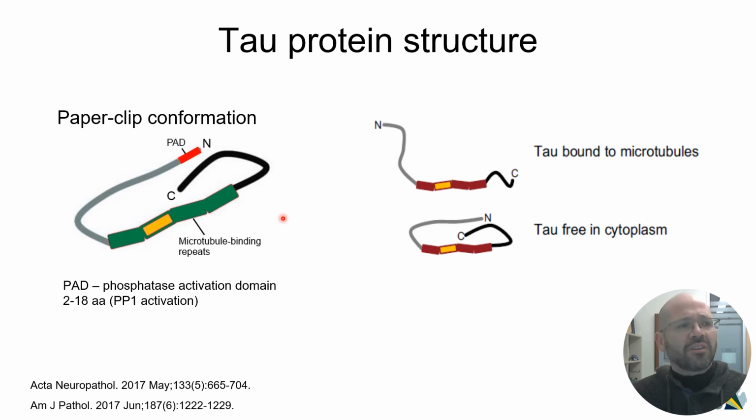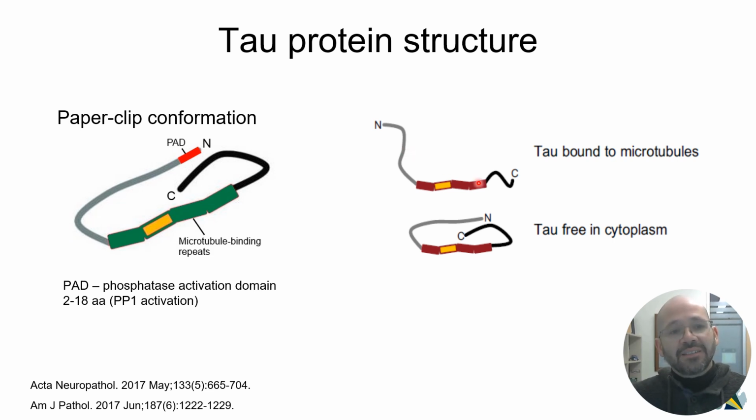In terms of protein structure, it is generally accepted that tau forms a sort of paperclip conformation when it is free in the cytosol, and that actually changes when it binds to microtubules, where the repeats sit on the microtubules and the projection domain then stands out. Within the N-terminus, there is the PAD region, the phosphatase activation domain, that we mentioned before for PP1, and how that is exposed during disease or biological role is under study.